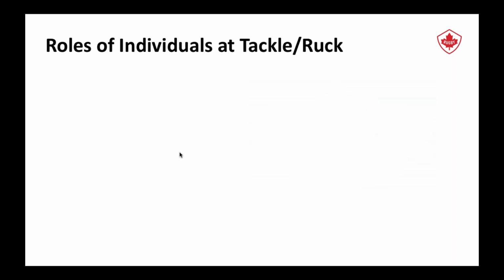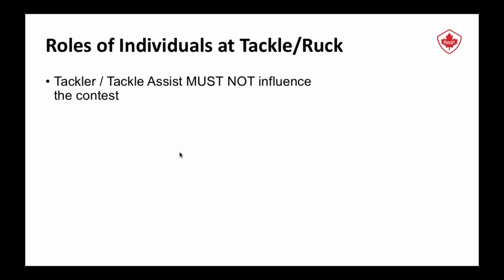So we're going to look first, before we get into some of the contextual nuances of the game, into, well, what are some of the roles we need to see? So the first one is that our tackler and tackle assist must not influence the contest. So we want to see that the tackler rolls away and that both the tackler and tackle assist clearly release.